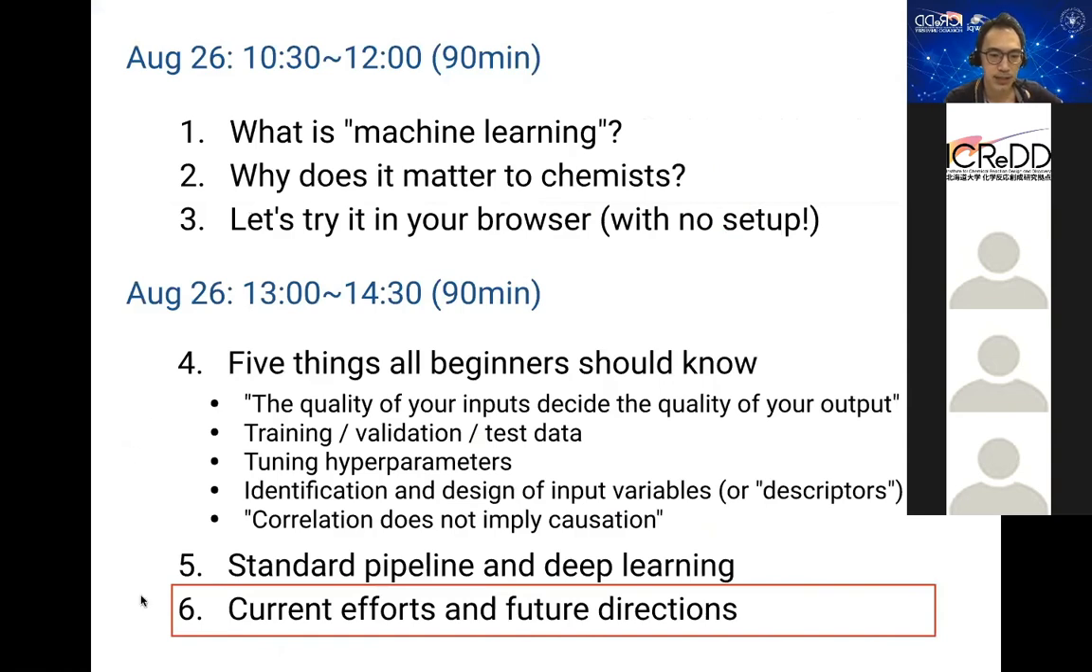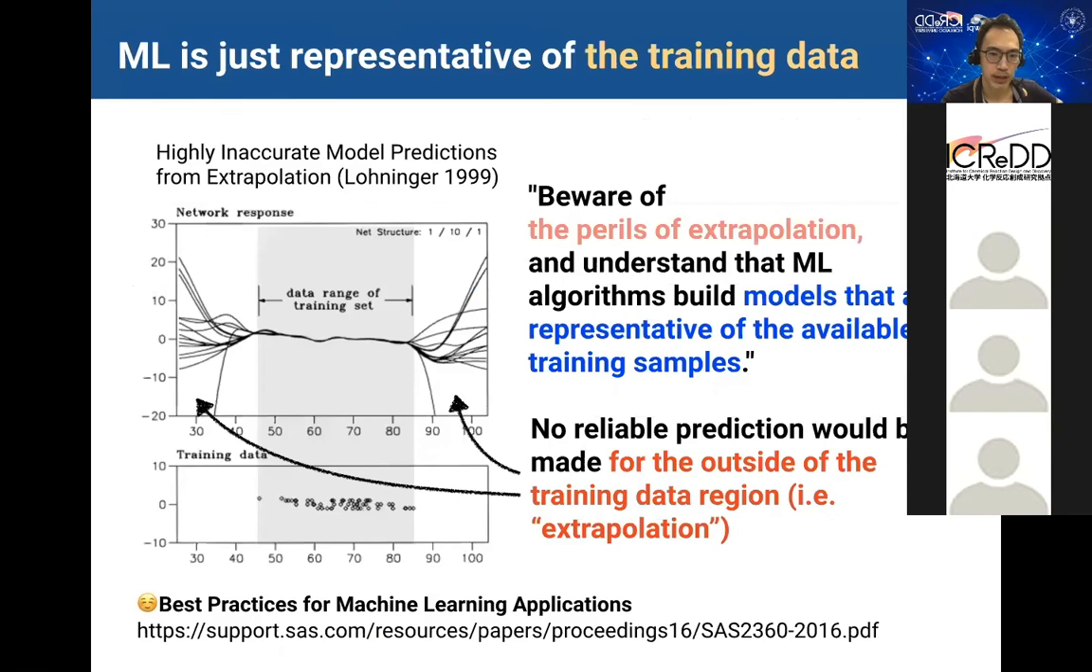And the last thing is to sum up recent research topics and future directions. Be careful about the data handling, because a machine learning model is just representative of the training data. So out of the scope: if a data set falls in the out of scope area, there is no guarantee the machine learning prediction is accurate.